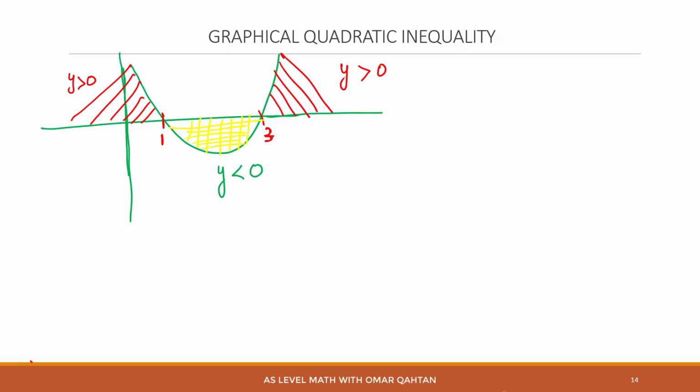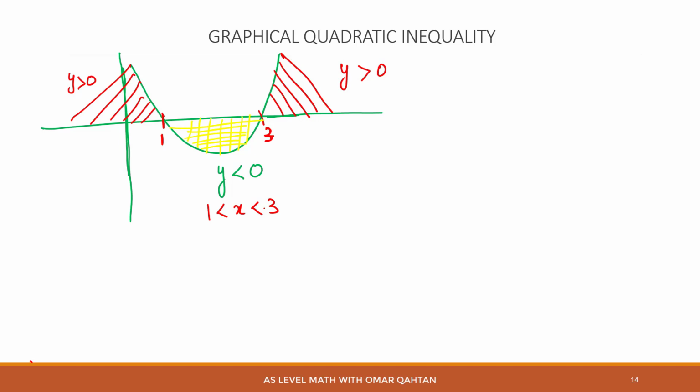Alright, in defining graphical quadratic inequality, we need to have a parabola. As you could see here, this part is where y is less than 0, and this part is where y is greater than 0. If you are given the condition less than 0, then you would write the range of x in this form: 1 is less than x and x is less than 3.